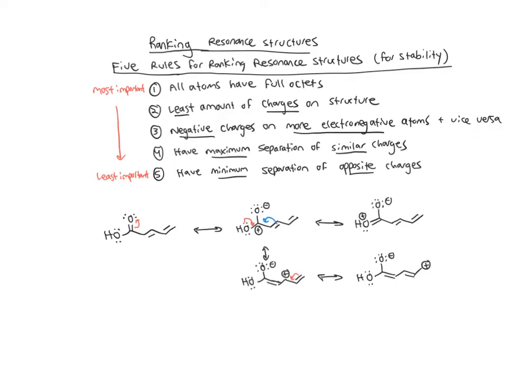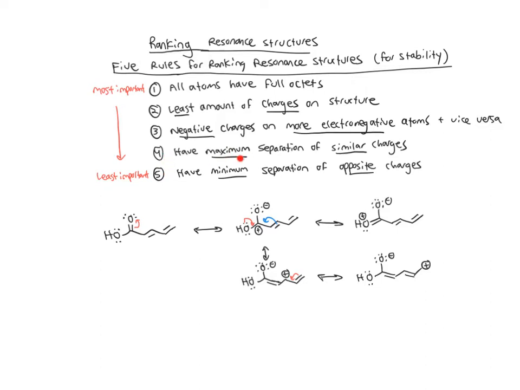the structure. First and most important rule is that all the atoms have full octets. Then least amount of charges on the structure, so these are formal charges. Then we're looking for, if we have any negative charges on the molecule, that they should be on the more electronegative atoms. And if we have positive charges, they should be on less electronegative atoms. And rules 4 and 5 apply if we have more than one charge on the molecule.